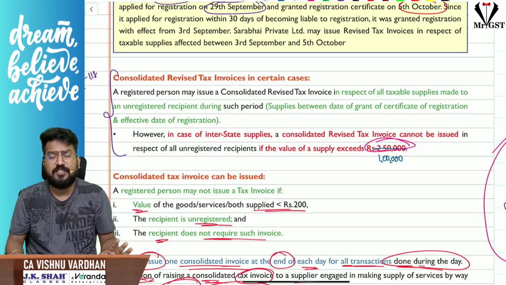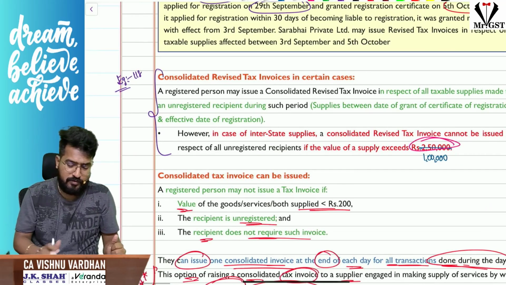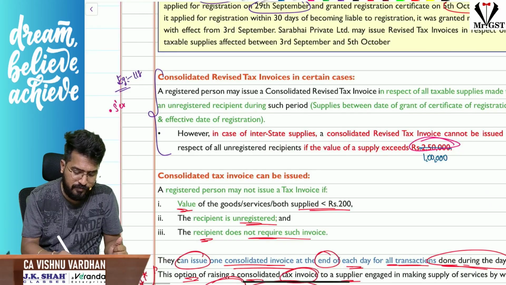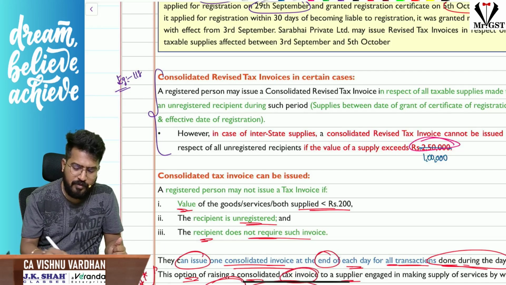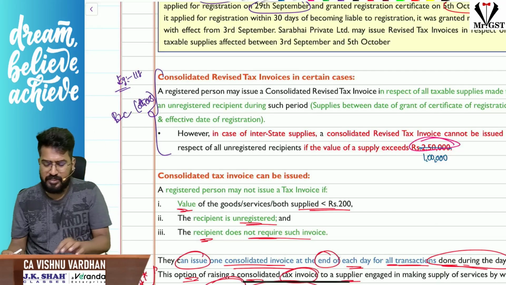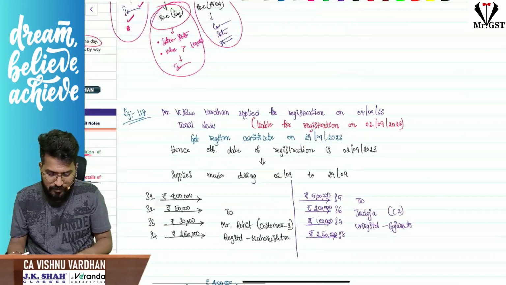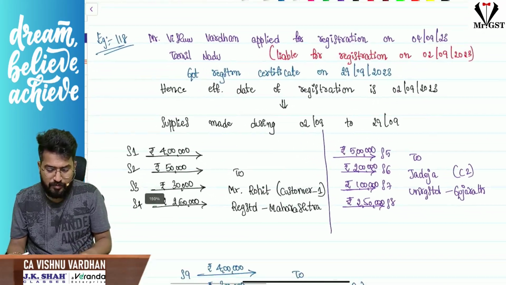What is the condition there? First of all, the supplier should be an unregistered person, and it should be, in simple words, B2C others. All B2C others.